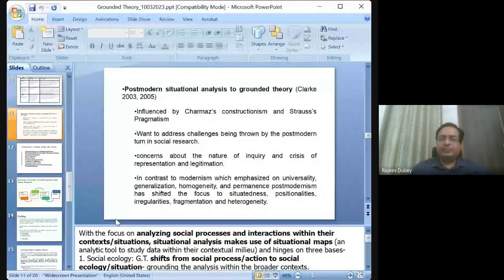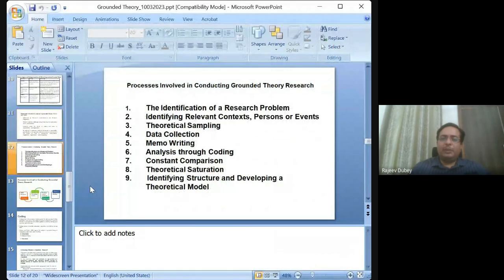let me come to another interesting thing in this whole lecture, and that is in fact more, I would say, pertinent to you. What is the process of constructing grounded theory? The processes involved in conducting grounded theory research are, firstly, the identification of the research problem, identification of the relevant context, persons, or events, theoretical sampling, data collection, memo writing, analyzing through coding, constant comparison, theoretical saturation, identifying a structure, and developing a theoretical model. Now, let me take it one by one.